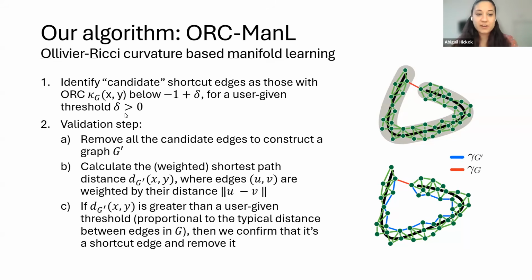And then the validation part is if this graph distance in this intermediate graph really is very large, then we say, okay, yes, this really was a shortcutting edge. But sometimes this graph distance in this intermediate graph isn't that long at all. And then we say, okay, oops, this candidate edge actually was not a shortcutting edge, and so we don't remove it. What can happen is, because of sampling variation, you can have little gaps in your manifold. Sometimes you have edges that cross that little gap. Those can have negative ORC, but they're not really shortcutting edges. That's what this validation step prevents.